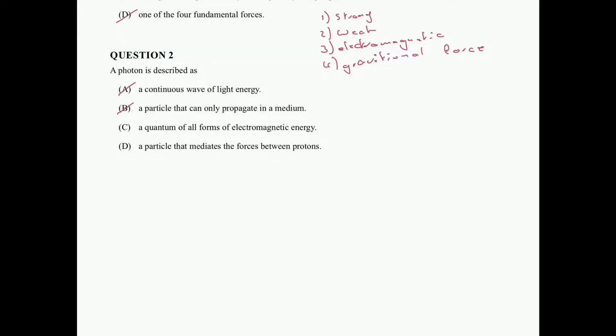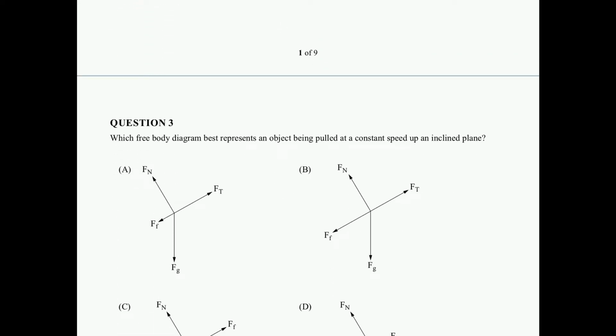All right, C, a quantum of all forms of electromagnetic energy. That, to me, is going to be my answer for 2. It reads as a quantum of all forms of electromagnetic energy, and that's one of our photons. All right, a particle that mediates the force between protons. This is going to refer to a different type of particle, not a photon. This refers to something we know as a virtual particle or virtual photon. All right, let's continue on.